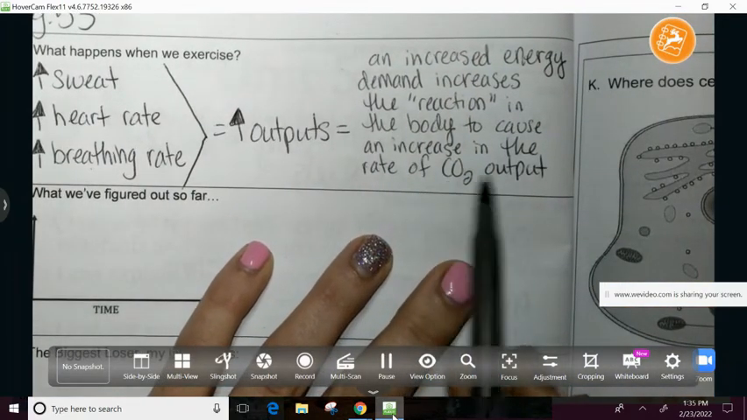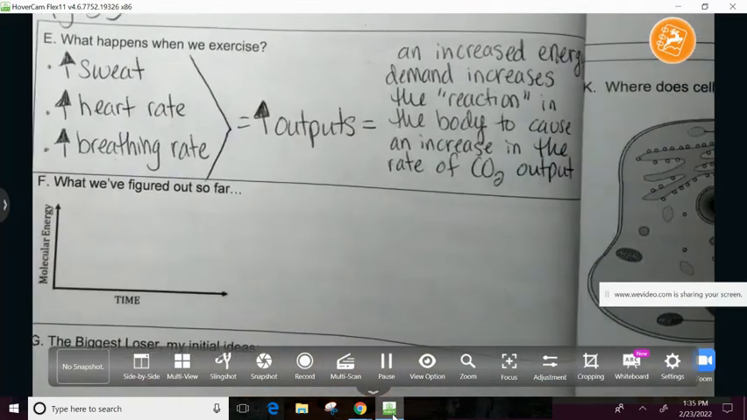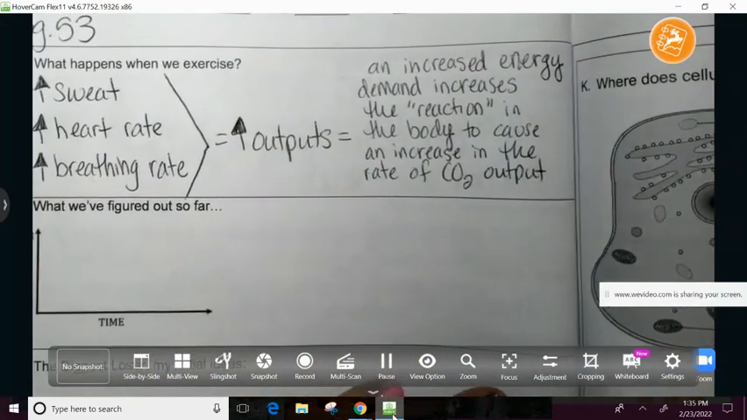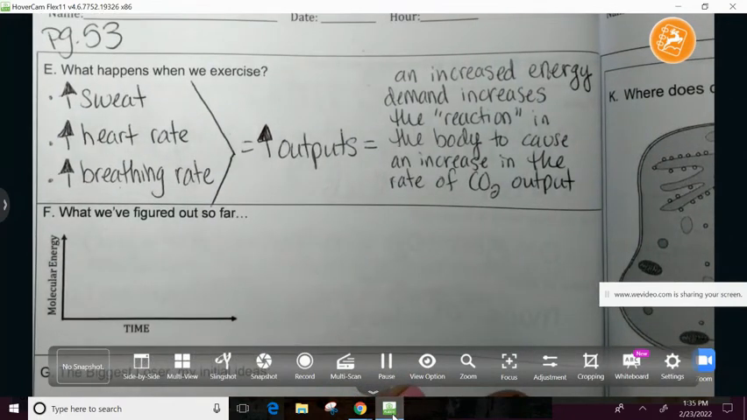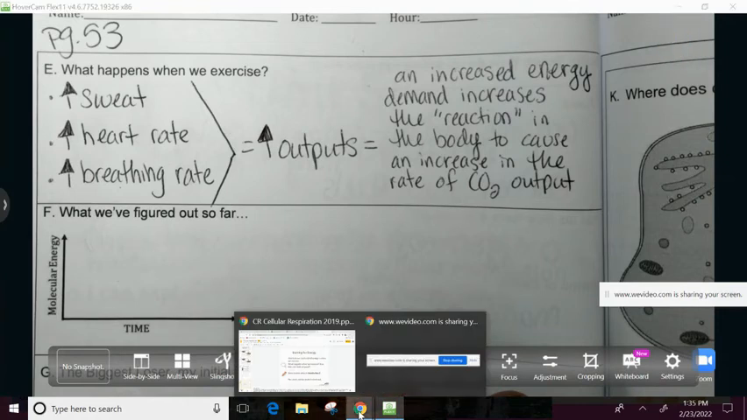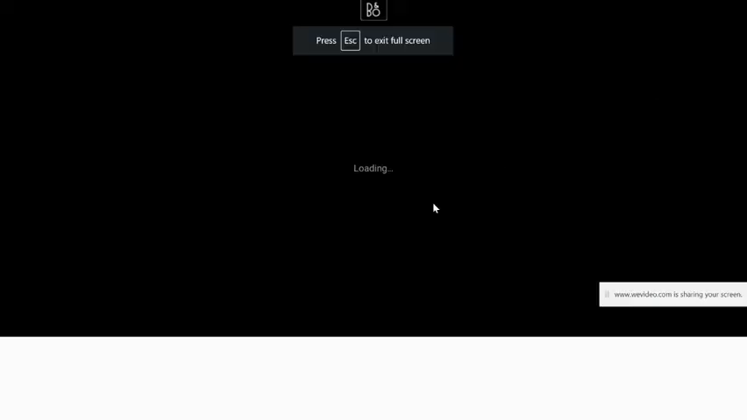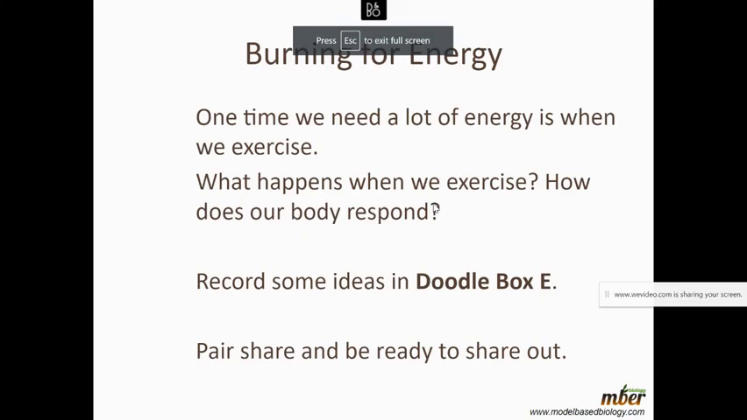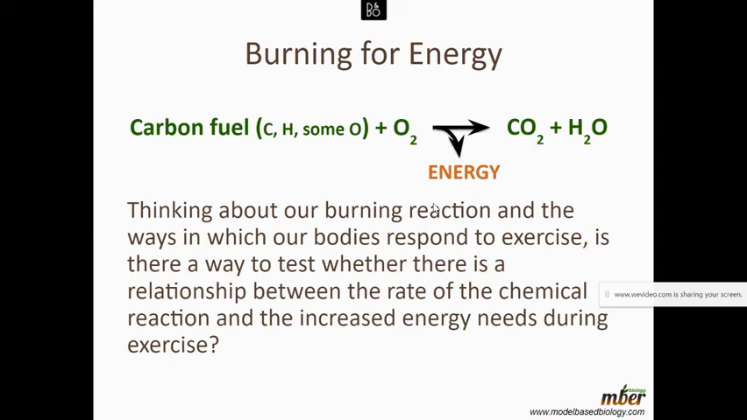So remember, CO2 is carbon dioxide, and that's our output. Okay, so the chemical reaction that we got is burning for energy. This should be a review from what we just talked about. We take that carbon fuel, which is carbon, hydrogen, and some oxygen, plus the oxygen we breathe in, and it releases energy. We breathe out carbon dioxide and release water through sweat, pee, whatever.